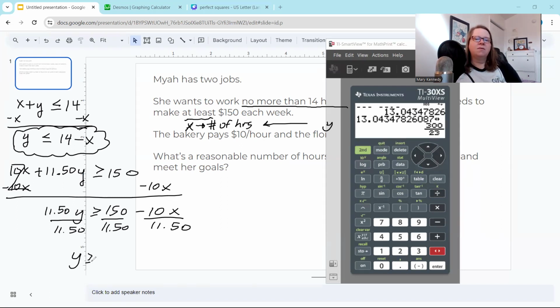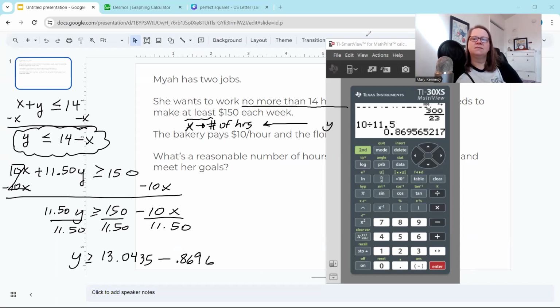Y is greater than or equal to 13.0435. I'm going to not round that very much if I can help it. Okay. And then 10 over 1150, 10 divided by 11.5, or 11.50. All right, minus 0.8696. Okay.